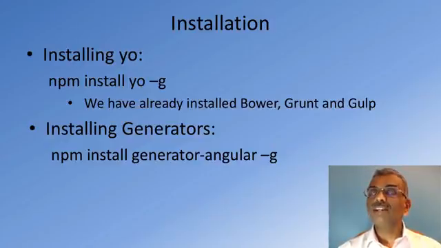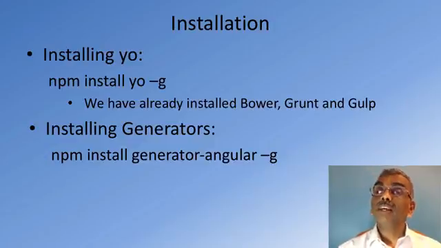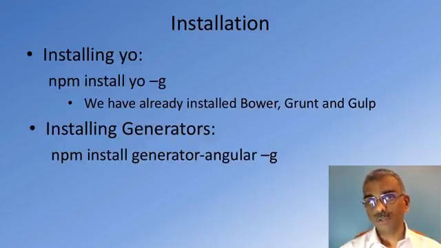After you do that, you can install some generators. As an example, since we are working on an Angular application, let's go ahead and install an Angular generator. To do that, you would type npm install generator-angular with a -g. If you are again working in OS X or Linux, prefix this with sudo. That will set up the generator.